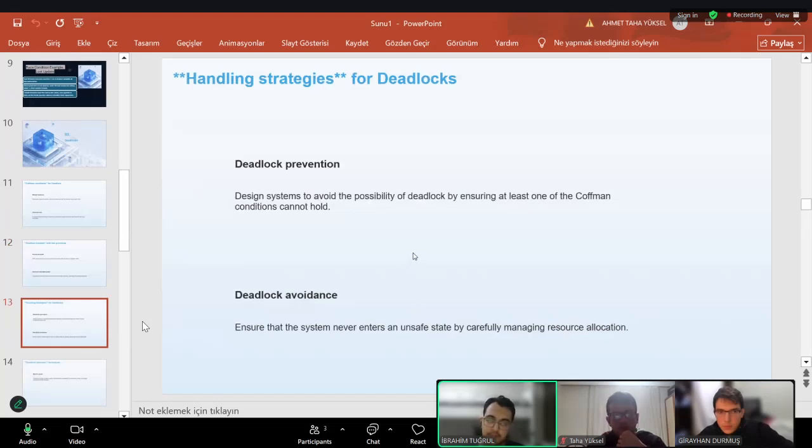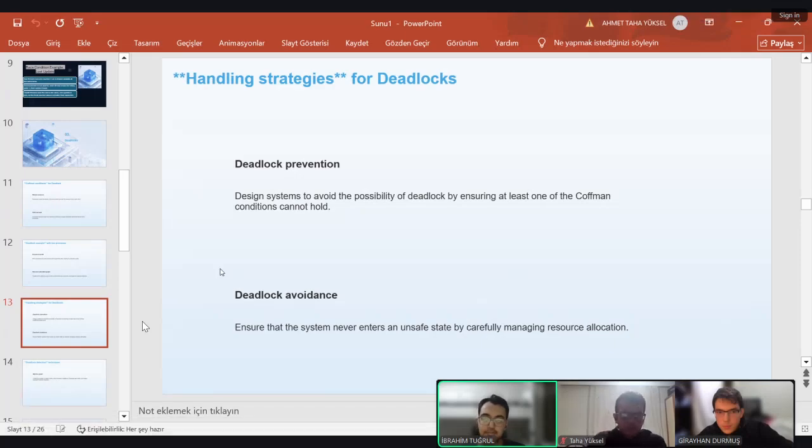So handling strategies for deadlocks, we have deadlock prevention. Design systems to avoid possibility of deadlock by ensuring at least one of Coffman conditions cannot hold. And we have deadlock avoidance, ensures that system never enters an unsafe state by carefully managing resource allocation.